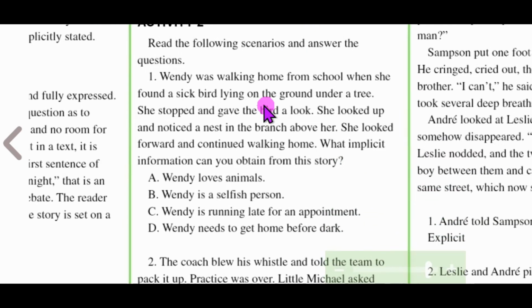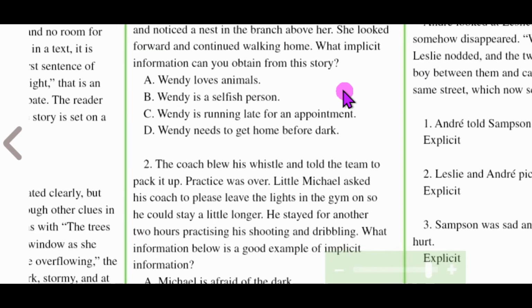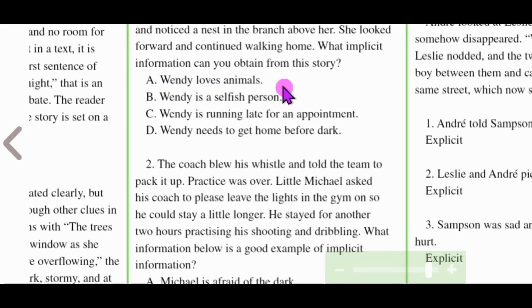Activity 2. Read the following scenarios and answer the questions. Number 1. Wendy was walking home from school when she found a sick bird lying on the ground under a tree. She stopped and gave the bird a look. She looked up and noticed a nest in the branches above her. She looked forward and continued walking home. What implicit information can you obtain from this story? Wendy loves birds. Wendy loves animals. Wendy is a selfish person. Wendy is running late for an appointment. Wendy needs to get home before dark.